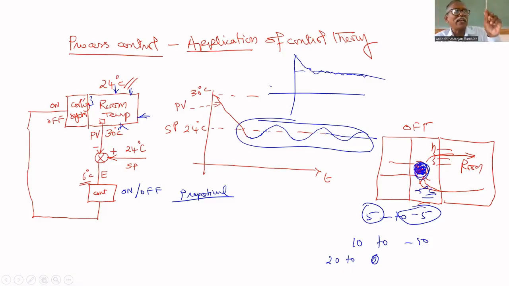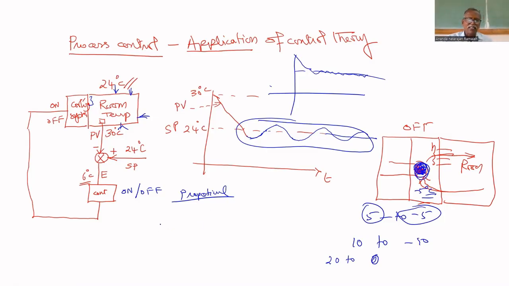Depends upon the error. If the error is very small, I will keep 20 degrees centigrade. If the error is very large, I will keep 0 degrees centigrade. So in between, all values will come. Suppose the error is 3 degrees centigrade, what is the middle value? 10 degrees I will keep. I understand this point. That is called proportional controller.